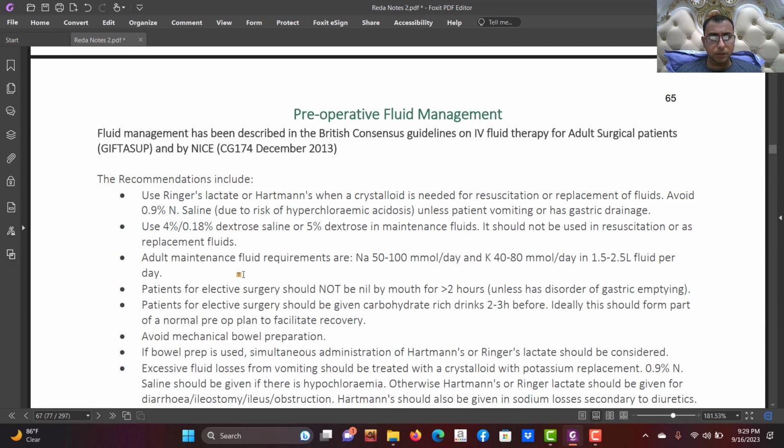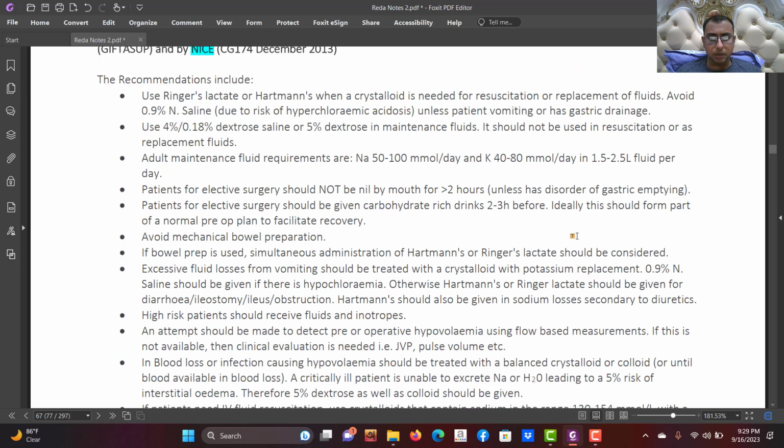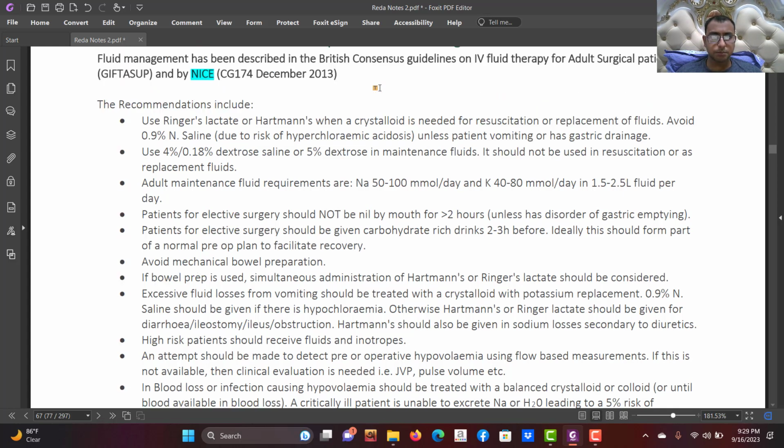Now the preoperative fluid management. It is one of the important features in the NICE guidelines, that is, the British guidelines on IV fluid therapy. It should be remembered very well, because sometimes in the exam you will be asked which fluid is necessary, which fluid is the best one, and how much you should prescribe every time. So sometimes it has been asked.